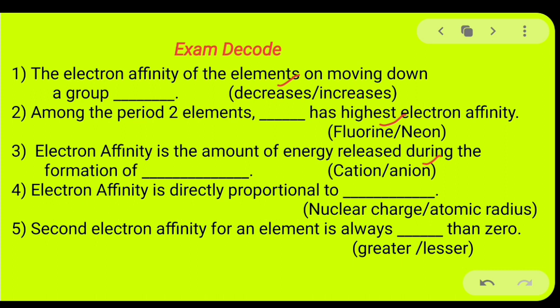Electron affinity is directly proportional to the nuclear charge. Second electron affinity for an element is always greater than 0 because the value is positive.